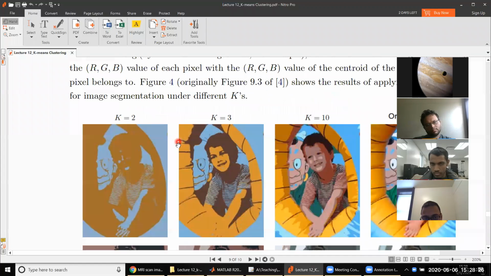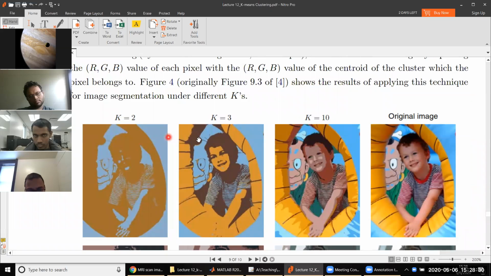What I mean is this. Okay, first of all, have a look at k equals 2. The original picture is here. For example, this one is clearly blue. And here, it automatically chooses blue and another color, so these two colors.